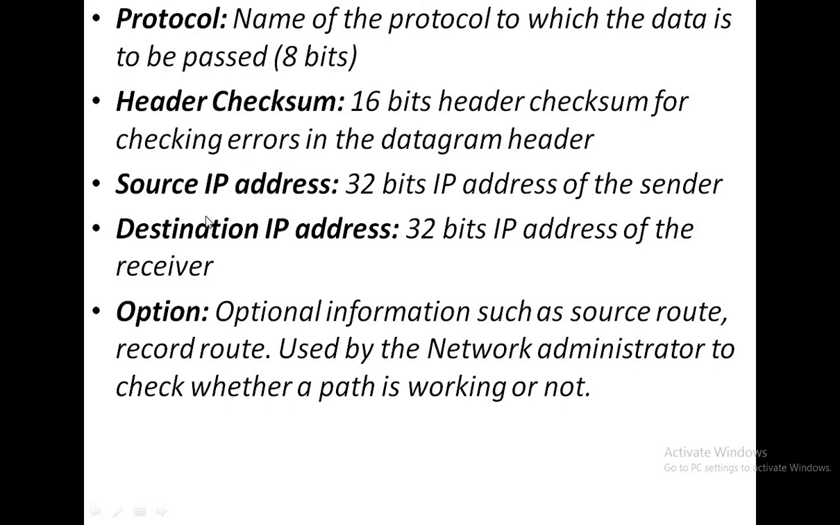The source IP address is the 32-bit IP address of the sender, as I told you, the source location from where the message should be transferred, and the destination IP address is where the message should reach. So options is optional information such as source route and record route, used by the network administrator to check whether a path is working or not.